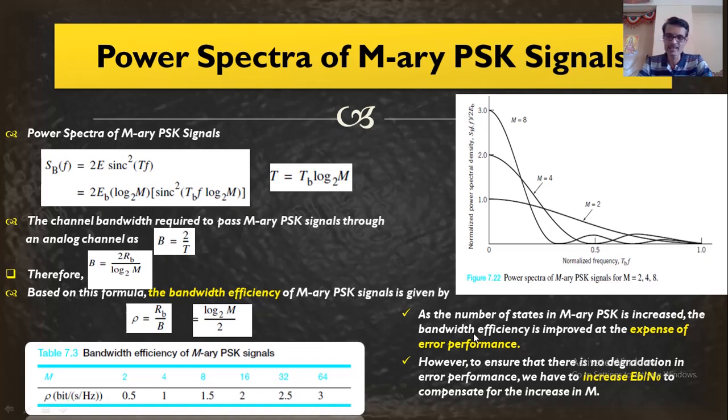Now, if you want to maintain the same probability of error, or error performance, what you need to do is increase the Eb by N0 ratio. That is Eb, the bit energy. We have to increase the bit energy in the transmitter to compensate any degradation in terms of the probability of error. Fine. So anyway, M-ary PSKs are comparatively better than the binary PSK methods.